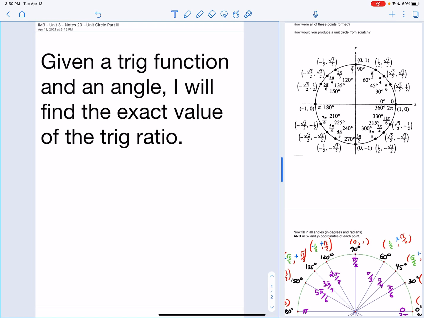So starting right now, you're going to try to find clever ways to remember all of the angles in degrees and radians, as well as all of the ratios or all of the coordinates according to this unit circle here, okay? So the first thing I'll say is this.